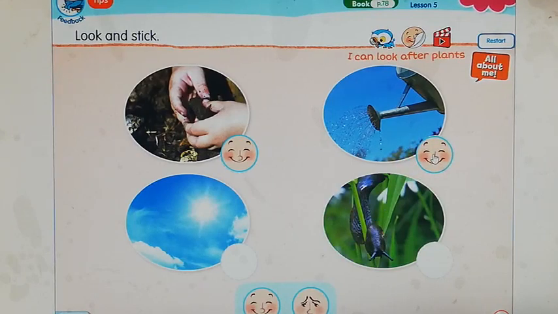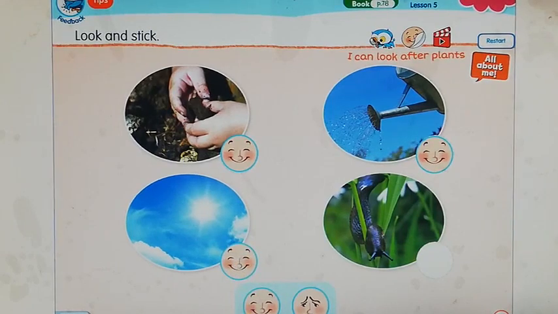Okay, now let's see the third picture. The sun is coming out and shining on the plants. As in the process of photosynthesis, it makes the plants come out and grow. The sun also helps the plants to grow. So that's also good for the plants.